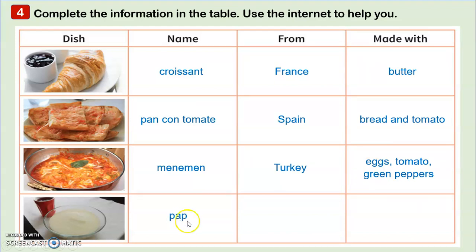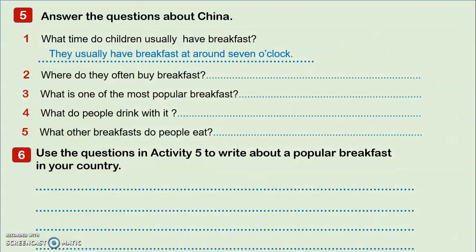That's right. And the last one, what about this food? Okay, yes, it's called pap. It's from South Africa. Very good. And it's made with maize. That's right. Please, this is very important to know. Okay, let's continue working now. Here you're going to answer the following questions about China. Okay, so remember the reading? Let's work on this part together.